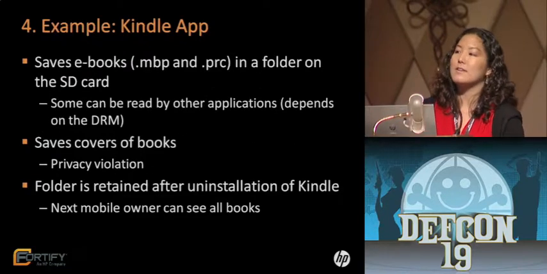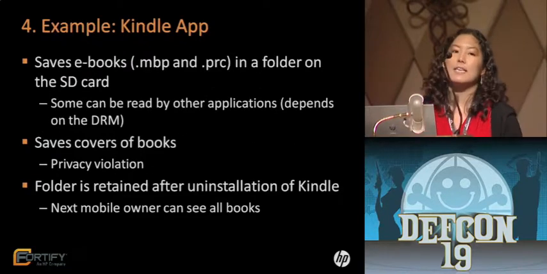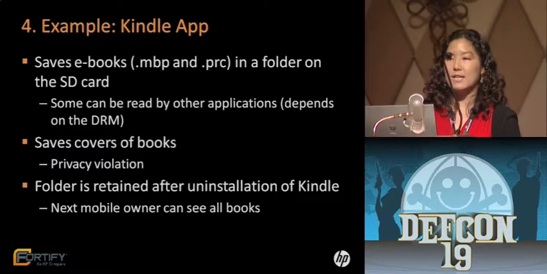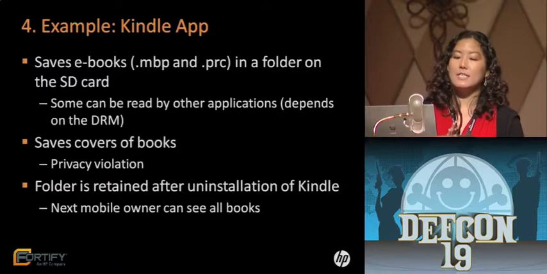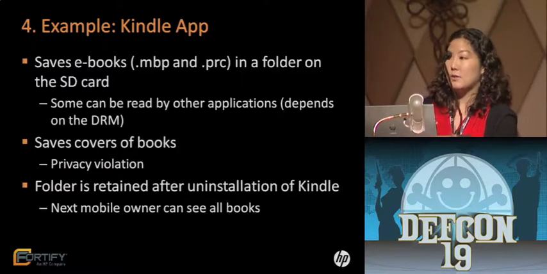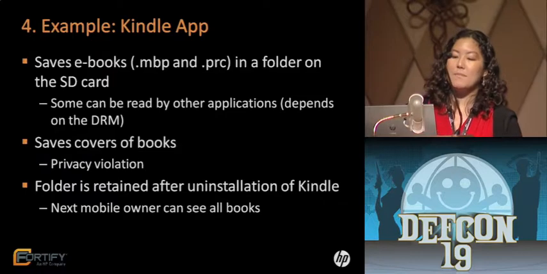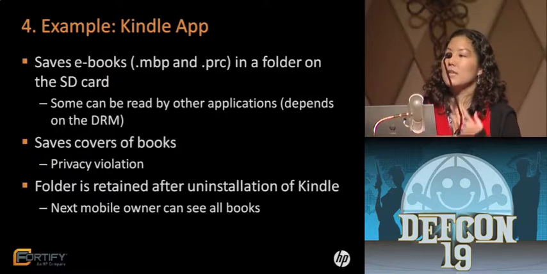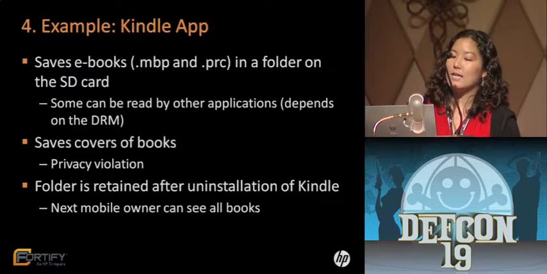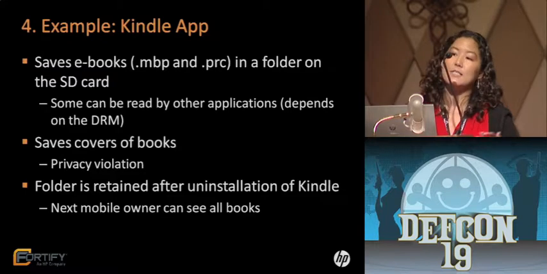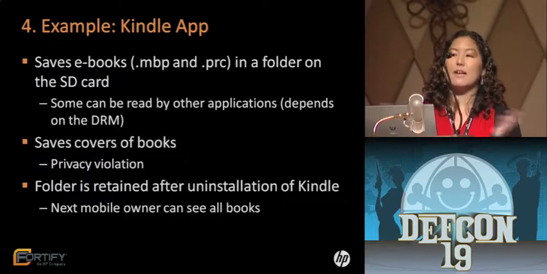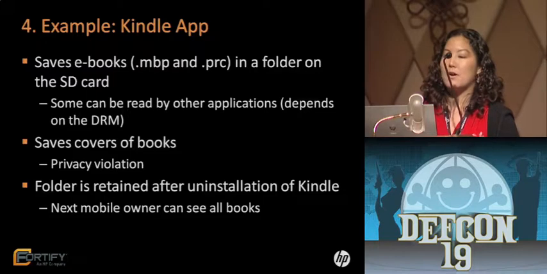So an example that we found in our analysis is in the Kindle application. The Kindle application saves a bunch of data on the SD card. First of all, it saves the ebooks on the SD card. And this can be a problem because third-party applications can read the SD card, which means they can get access to the ebooks. So an attacker can have free ebooks. Whether they can read it or not depends on the DRM, so some are not protected.